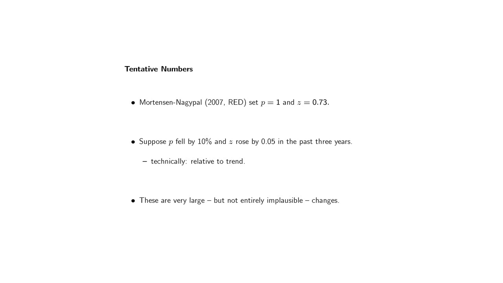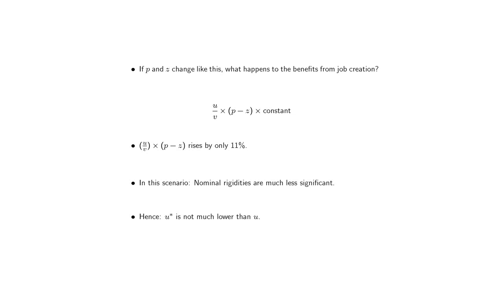These are very large, but not entirely implausible, changes in these values for firms and for workers. So if P and Z were to change like this, a 10% fall in P, a 0.05 increase in Z, what happens to the benefits from job creation?